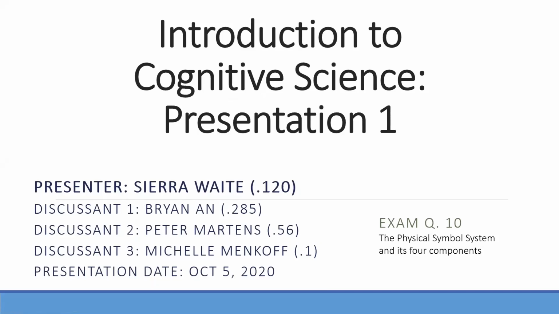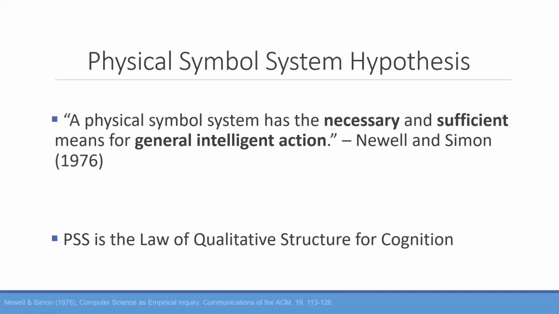Hi, my name is Sierra Waite, and I'll be presenting exam question 10 over the physical symbol system and its four components. The hypothesis states that a physical symbol system has the necessary and sufficient means for general intelligent action.